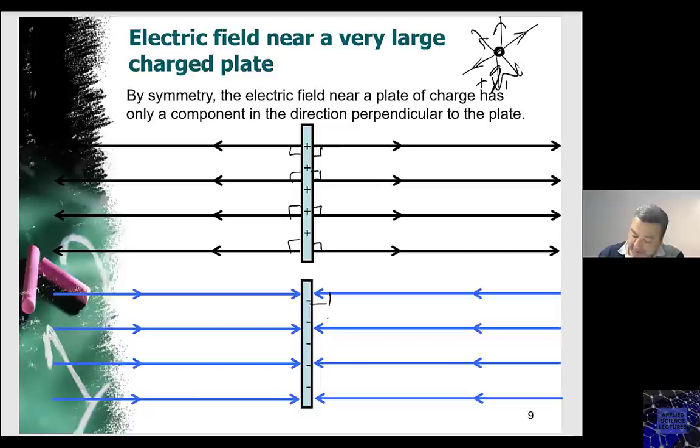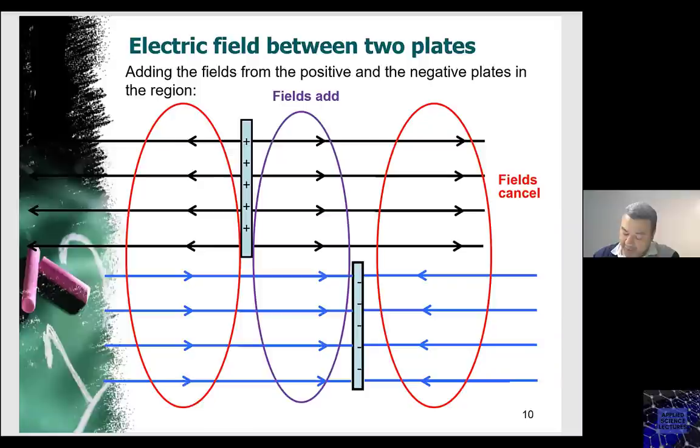Same thing here. As you can see, the direction is inward toward the charge if it's negative, outward if it is positive. Now, what's going to happen if I bring two plates and put them facing each other? This is the plate that has positive charges, and this is the plate that has negative charges. You can see here that at this side the field is going outward, and this is the field going inward, assuming that the total magnitude of the charge is the same for both of them.